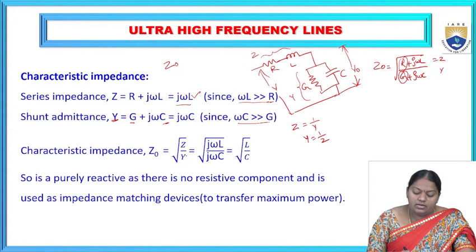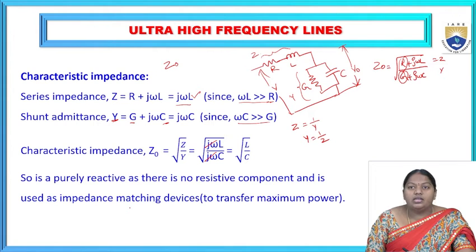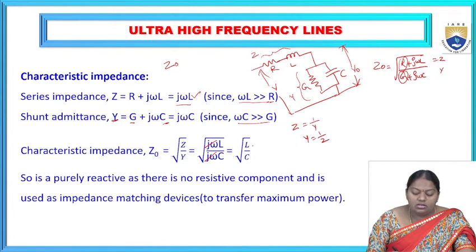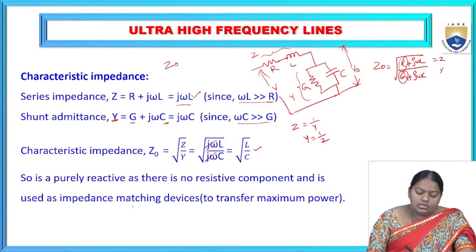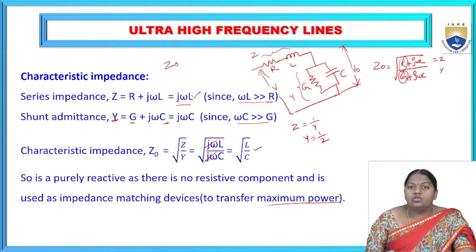We can write this as root over j omega L by j omega C. Now, in the numerator and denominator, j omega gets cancelled, which gives root of L by C. Z0 is equal to root of L by C. So, it is purely reactive and there is no resistive component, and it is used as an impedance matching device. The purpose of impedance matching is to transfer maximum power from source to destination.